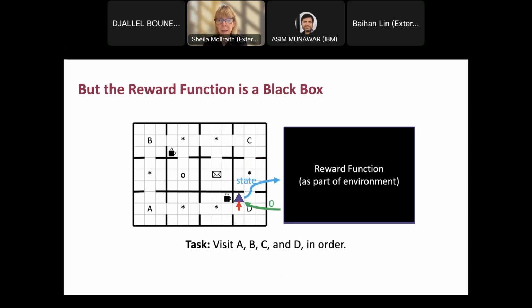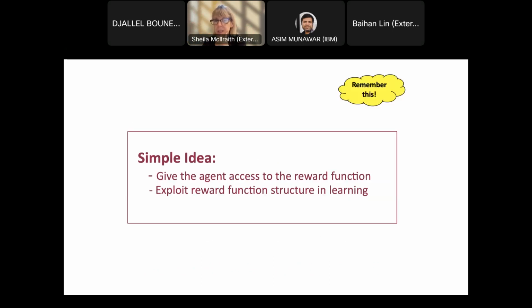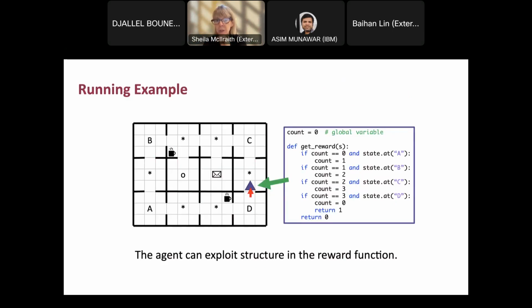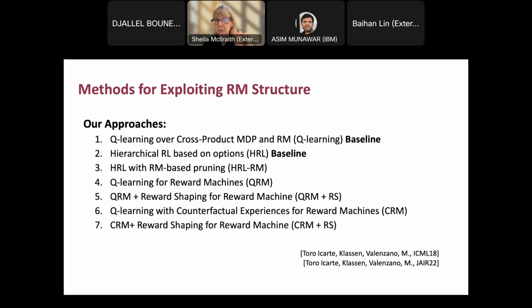And so we currently treat that reward function as a black box where we just ask for what the value is that we're getting back. But why not treat it as a glass box? In particular, the simple idea is to give the agent access to the reward function and exploit that reward function structure in learning. And that's exactly what we're going to do. I'm going to go very quickly. We've developed a number of different techniques to exploit that structure. I'm going to show you a simple baseline, and then I'm going to show you an algorithm that we've used that has been very effective, and some elaborations, and then I'll go to our experimental results.